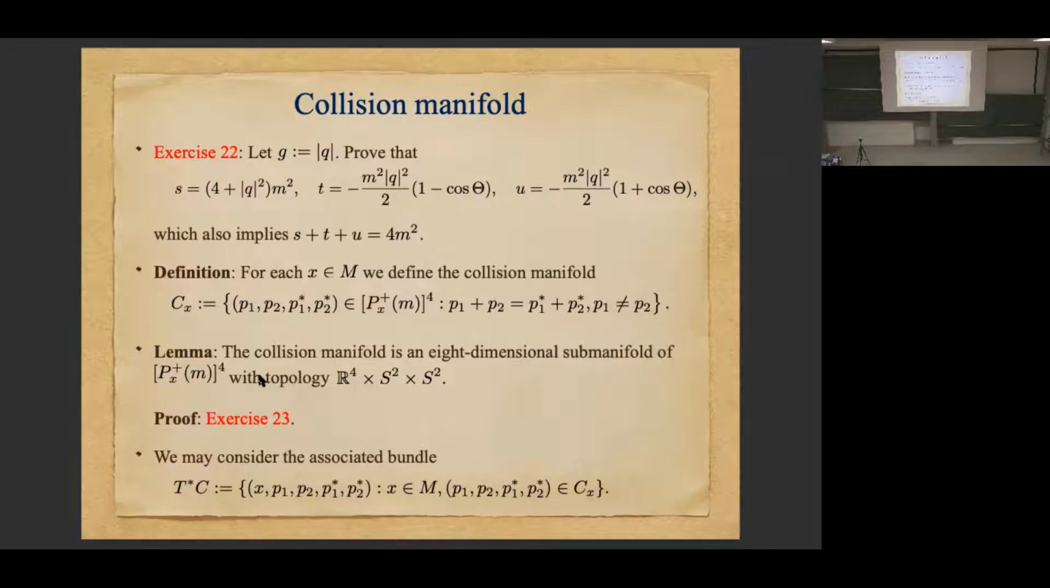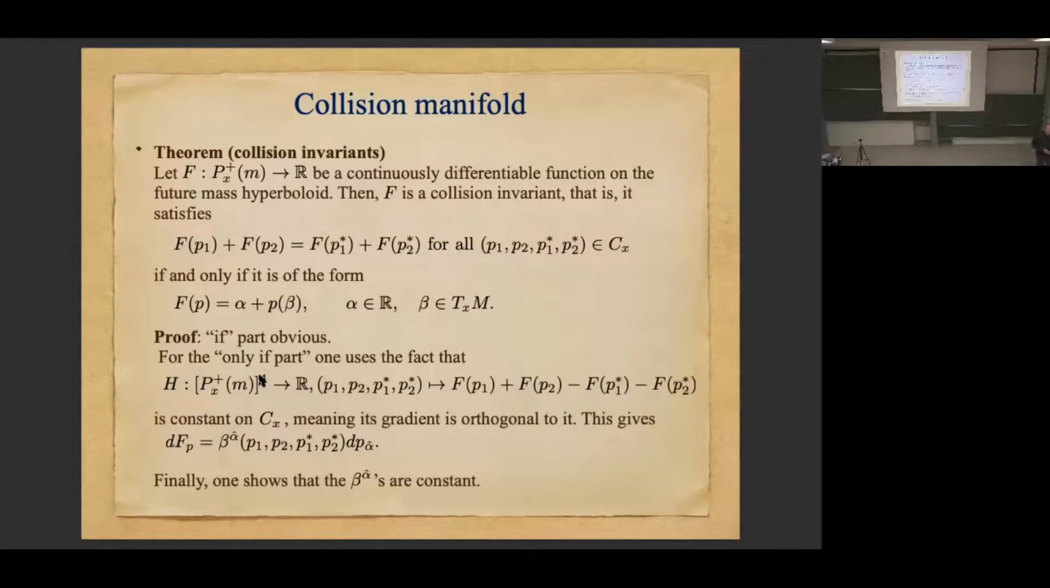And then you can show this manifold is an 8-dimensional submanifold of 4 times the future mass hyperboloid. And the topologies are R^4 cross S2 cross S2. Okay, and this is the next exercise. All right, and then we can consider the associated bundle. So you add X to it, basically. So X in M, and then over M, you have one of these objects here in CX.